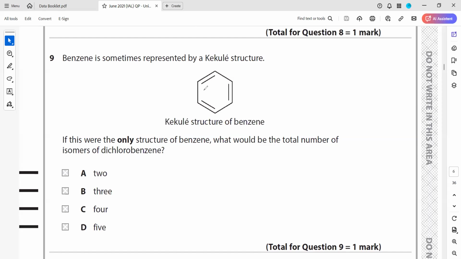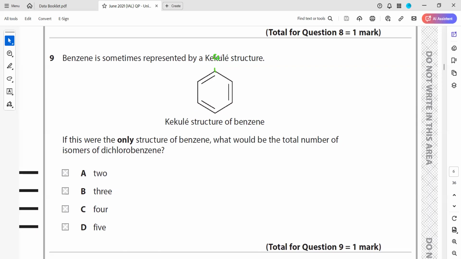If this was the only structure, what is the possibility? Maybe chlorine here, another chlorine here, that is one isomer. Maybe chlorine here, another chlorine here, that is another isomer. Maybe chlorine here, another chlorine here, that is another isomer. Maybe chlorine here and another chlorine here, that is the same isomer I drew, because if I count this as 1, 2, 3, it will be 1, 2, 3. So it's the same if chlorine attaches on this side or the other side. So how many isomers are possible? It means there are three possible isomers.